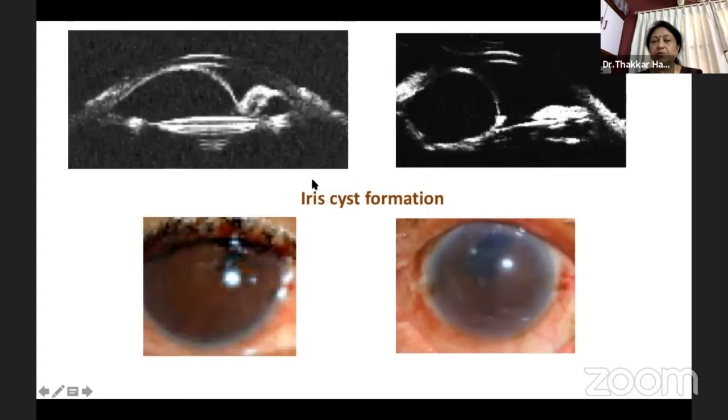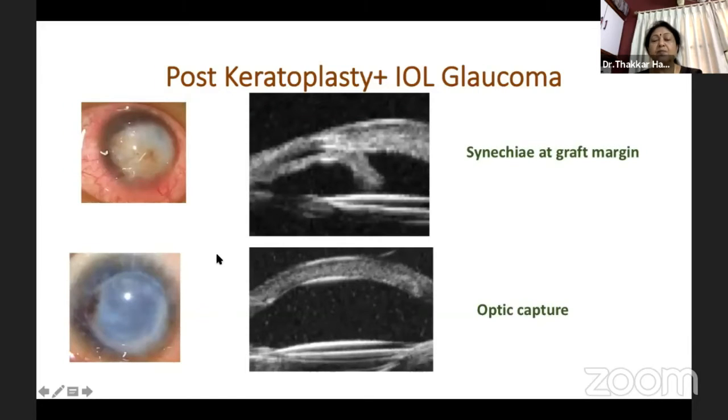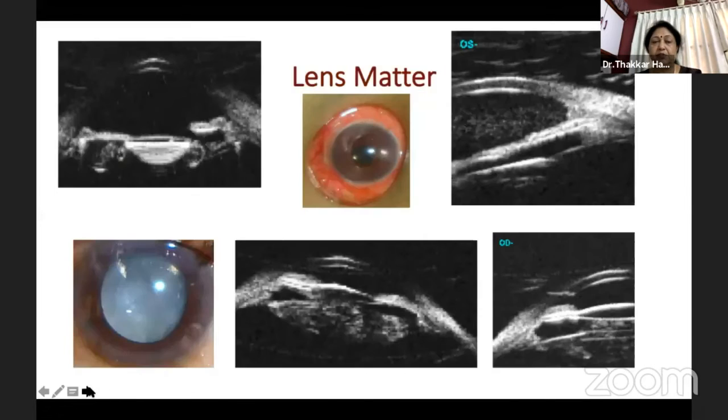This is not unusual to see: iris cyst formation due to inflammation, and glaucoma is bound to occur. Following triple surgery, we can see synechia either at the edge of the host graft junction and secondary glaucoma, or it may be because of the optic capture.